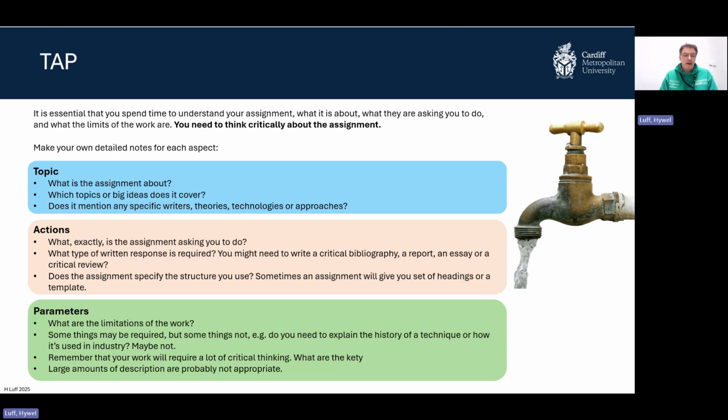And finally is the parameters. The P of TAP is parameters. There will be limitations to the work. You know, once you've got this amazing mind map full of all these different ideas, chances are there'll be more than required on there. So you need to think, well, where are the edges? What's the scope of what I'm doing? So some things might be required, but some things might not be. Just because you're talking about a particular technology, do you need to describe the history of that technology?